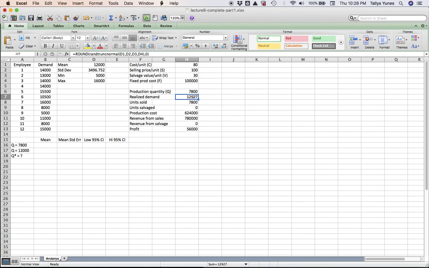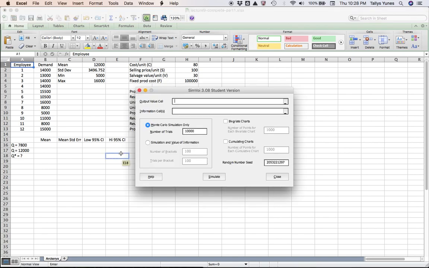So what I want to know is I want to change the value of H7 many times and record the value of H13 many times and see what that looks like in terms of a graph, of a histogram. So let's do that. So bring up the simulation add-in, Option Command V on the Mac, Control Shift V on Windows. So you're going to see this screen. What do you do there?